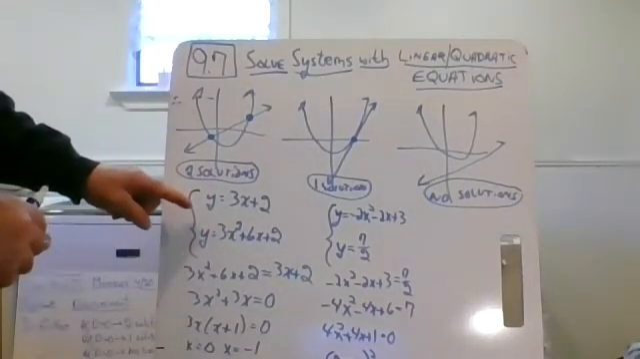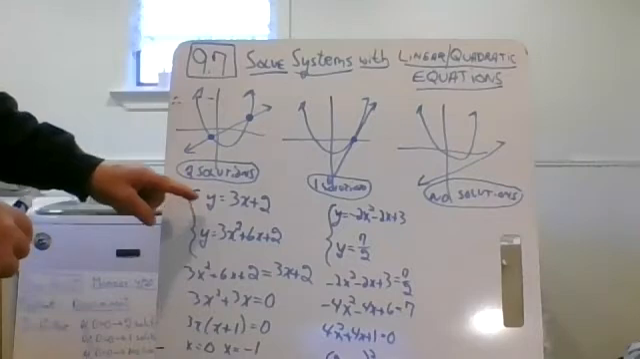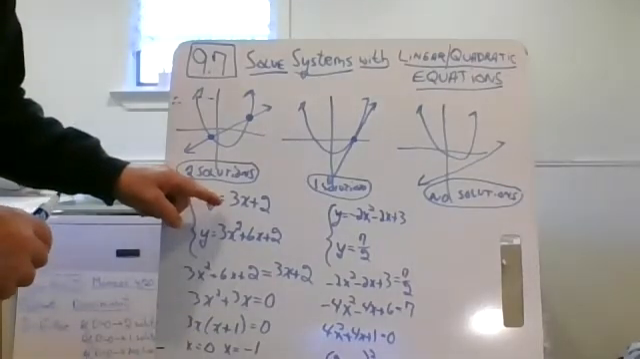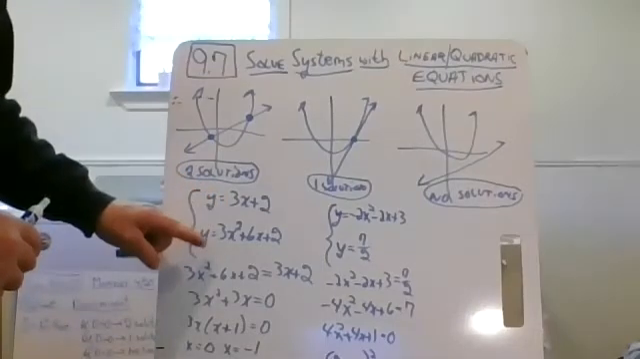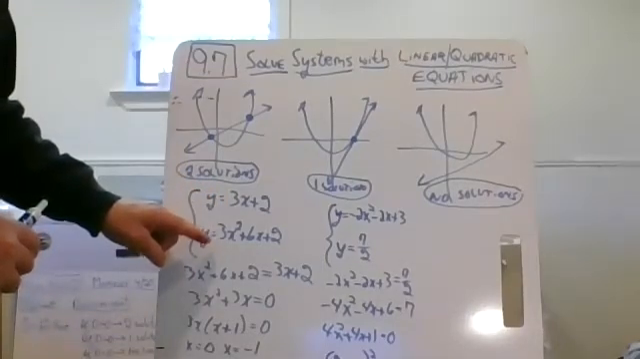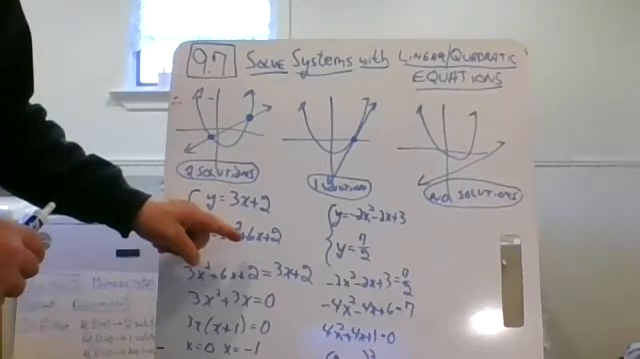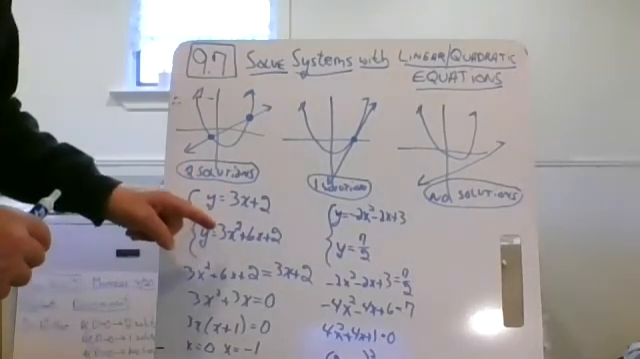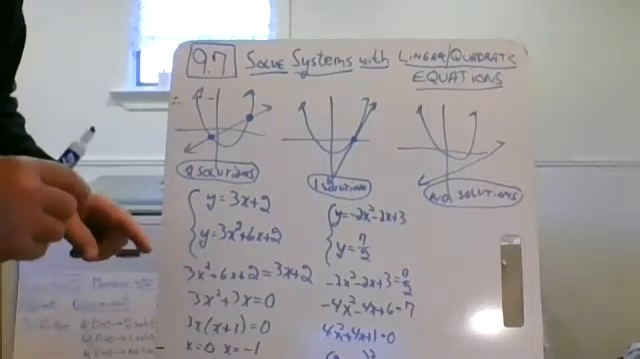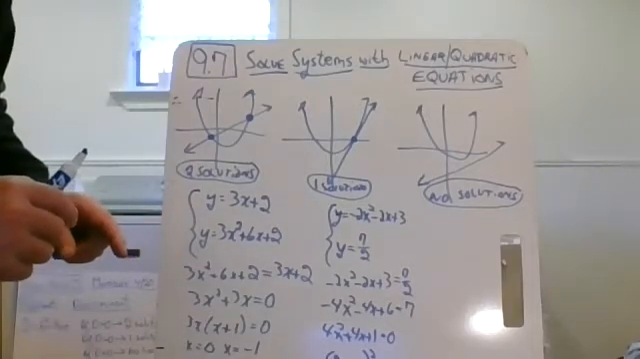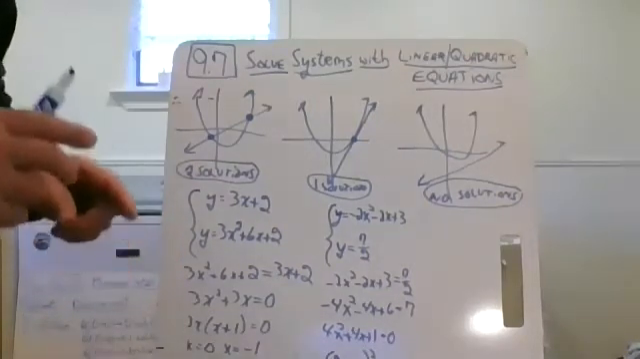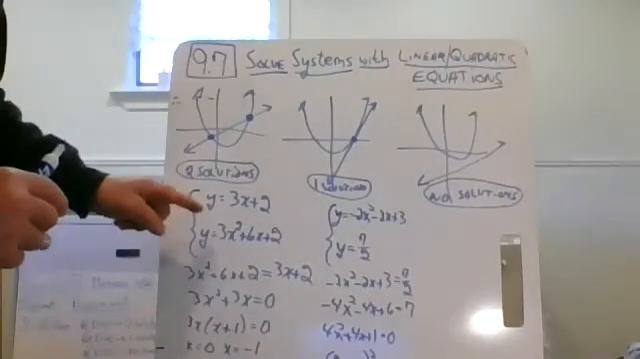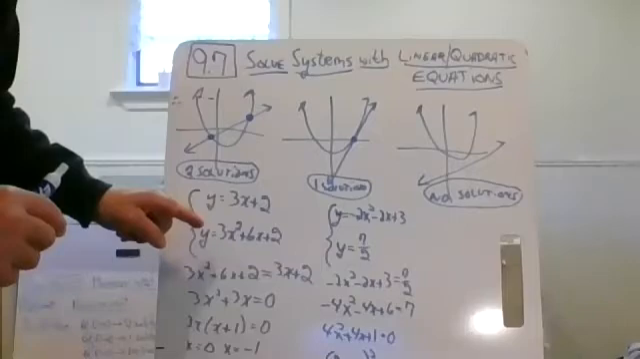Okay, now, here's a system. Here's your linear, y equals 3x plus 2. That we know is a line. Here's your quadratic, y equals 3x squared plus 6x plus 2. This is a linear quadratic system. And we want to know the points of intersection. Now, there are 2 methods we can use to solve this system.